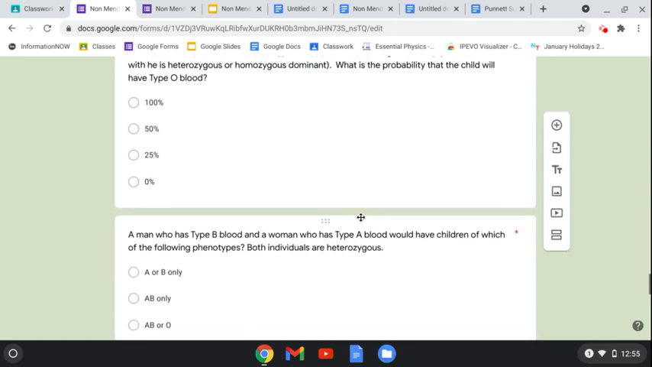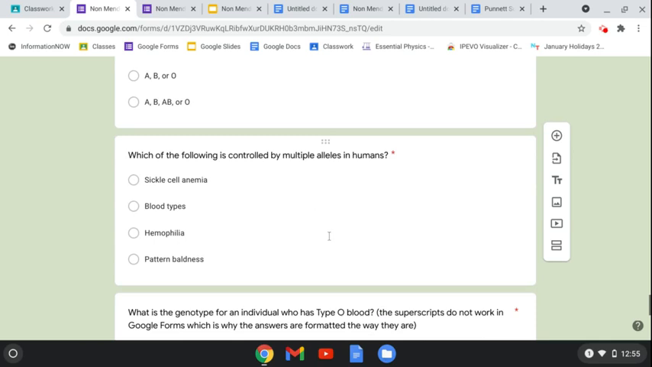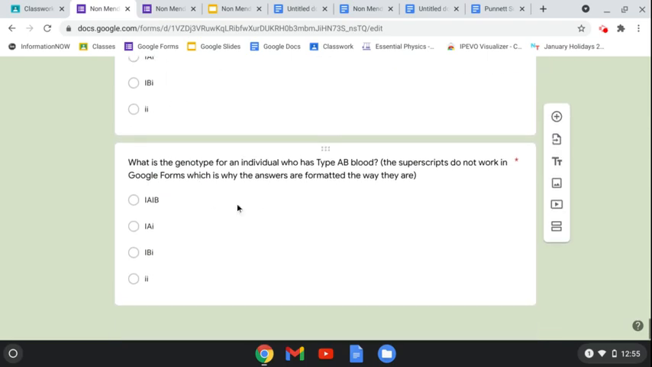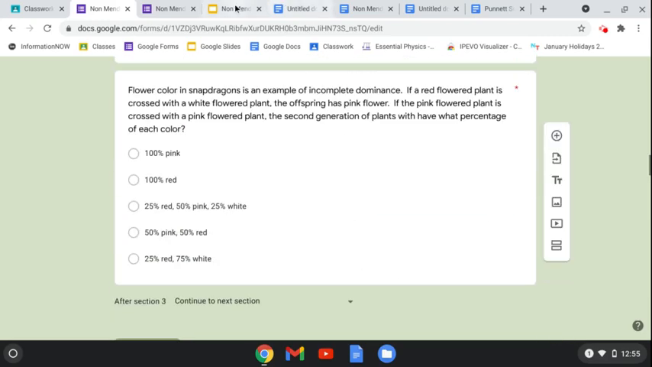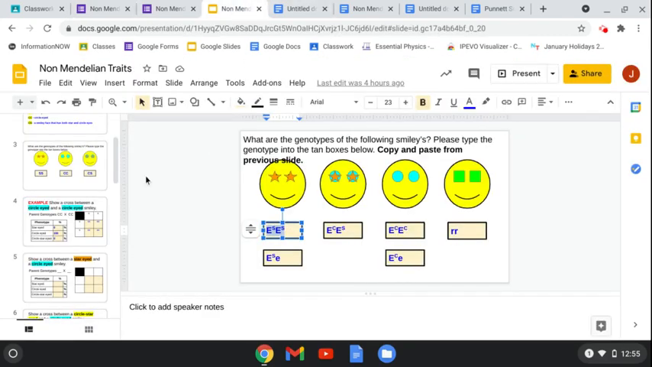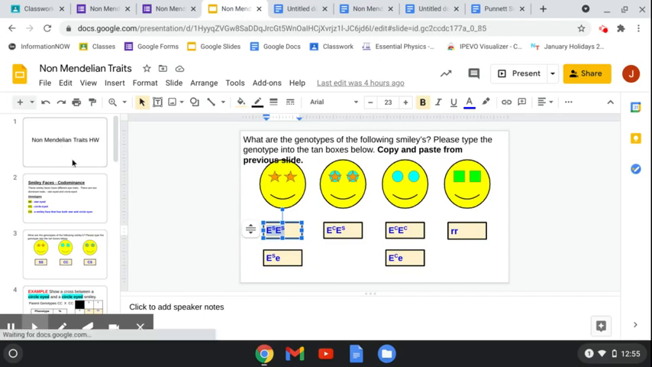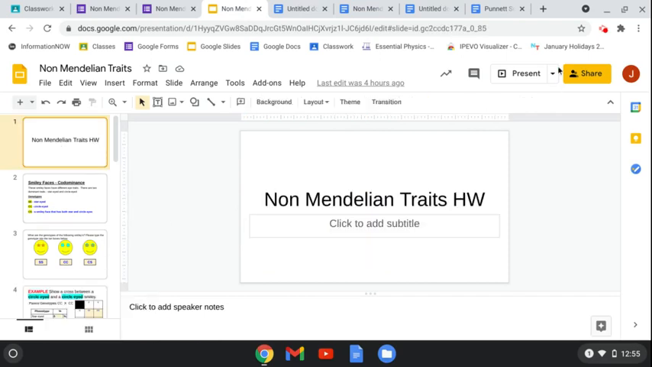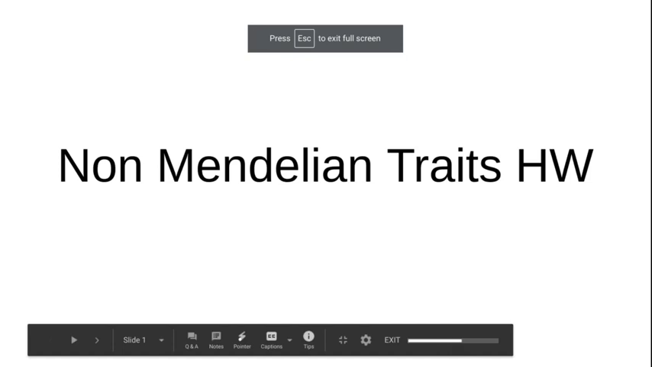Again, if you have questions, please let me know. There's a couple examples with this. This one right here, which of the following is controlled by multiple alleles in humans? Well, most likely this is blood types, but that is in the notes as well. So that's this portion of it. And then I want to talk about this assignment right here. Non-Mendelian traits homework.